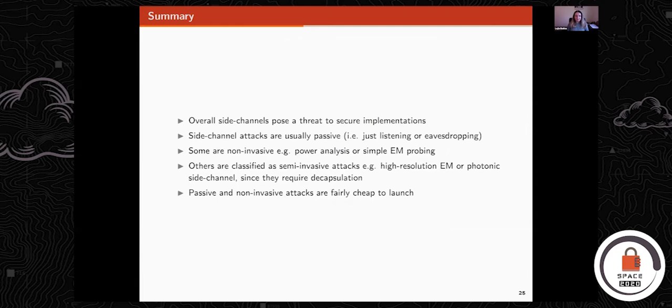Okay, so to summarize, side channels are causing problems everywhere. That's basically the main business model for security evaluation labs, the fact that it's not so easy to have secure implementations with respect to physical attacks.